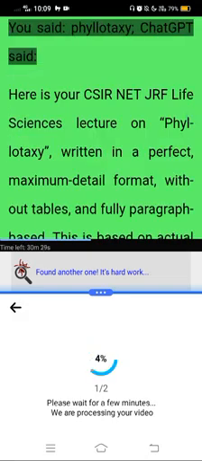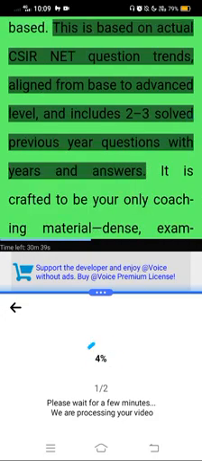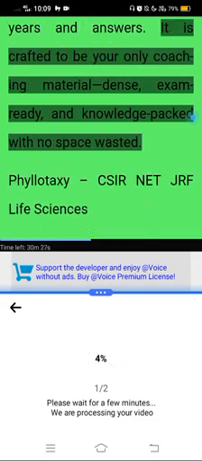You said, phyllotaxy. ChatGPT said: Here is your CSIR NET JRF Life Sciences lecture on phyllotaxy, written in a maximum detail format, without tables, and fully paragraph based. This is based on actual CSIR NET question trends, aligned from base to advanced level, and includes 2 to 3 solved previous year questions with years and answers. It is crafted to be your only coaching material, dense, exam ready, and knowledge packed with no space wasted.